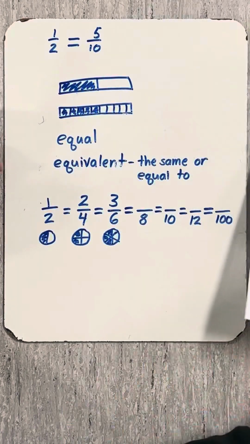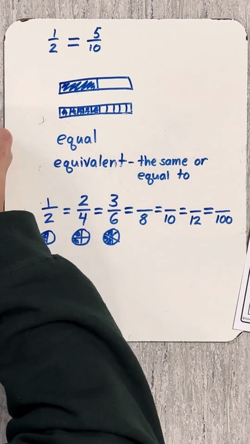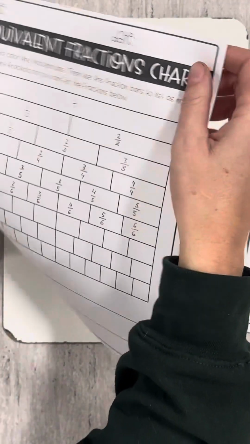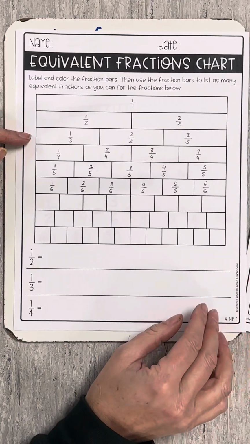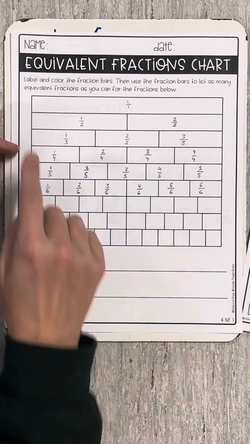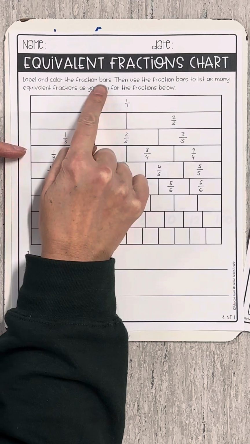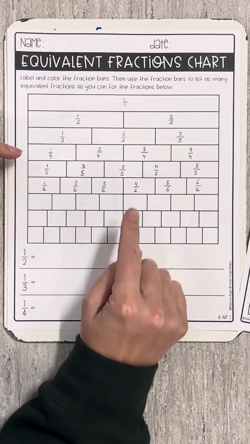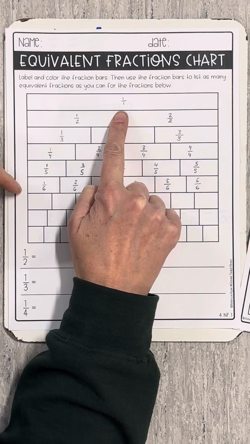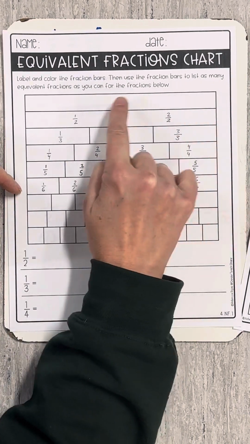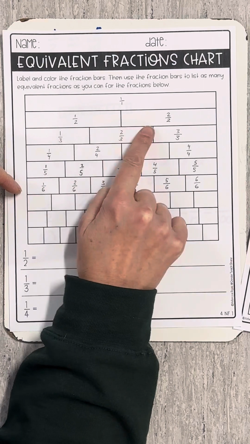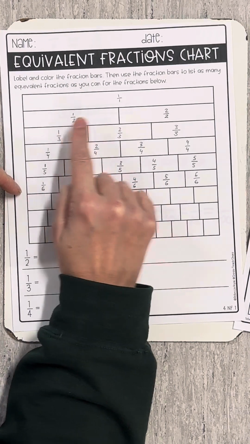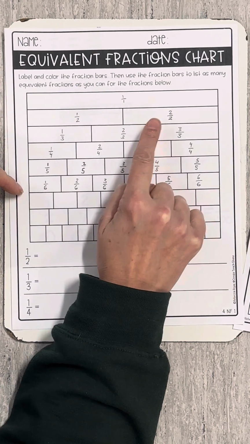Once you've completed that worksheet and had it checked, the next one we're going to do is the equivalent fractions chart. So it asks you to label and color the fraction bars. I'm only going to ask you to label them. So you can see where I've started to do this now. So the first one's all 1, so it's 1 out of 1. The second one, we've got 1 out of 2, or 1/2, and 2 out of 2, or 2/2.